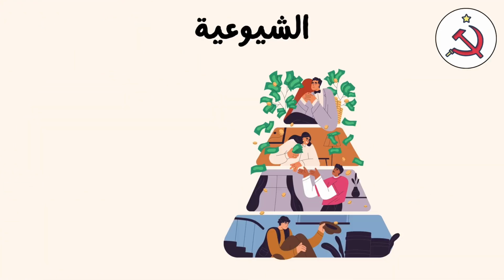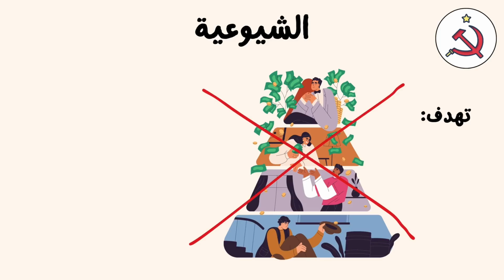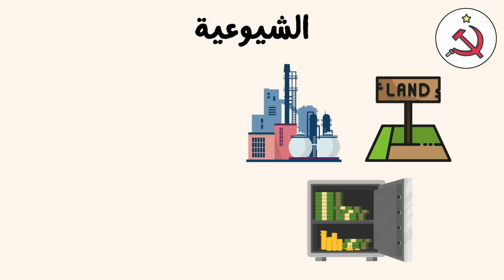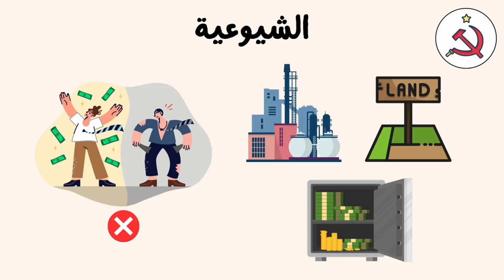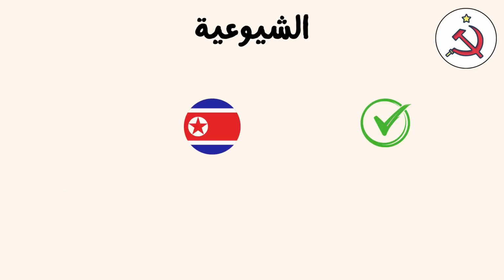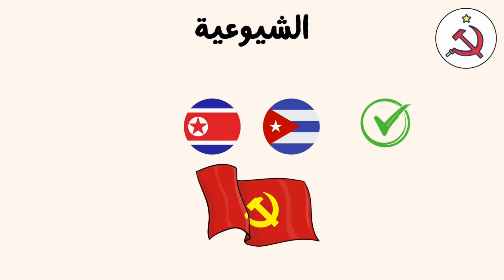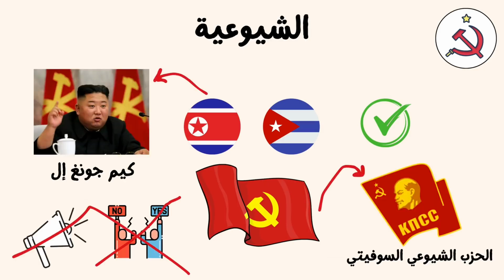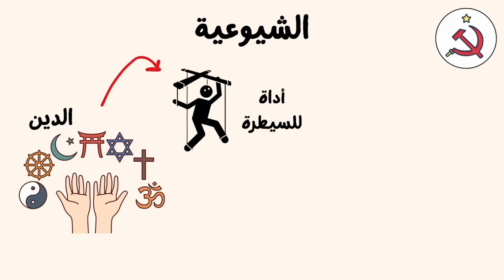Communism aims to eliminate differences between people by placing all ownership of land, factories, and wealth in the hands of the state, so that no one is rich or poor. It is applied in countries like North Korea and Cuba, and it was the foundation of the Soviet Union. It is often governed by a single party without opposition or real elections.